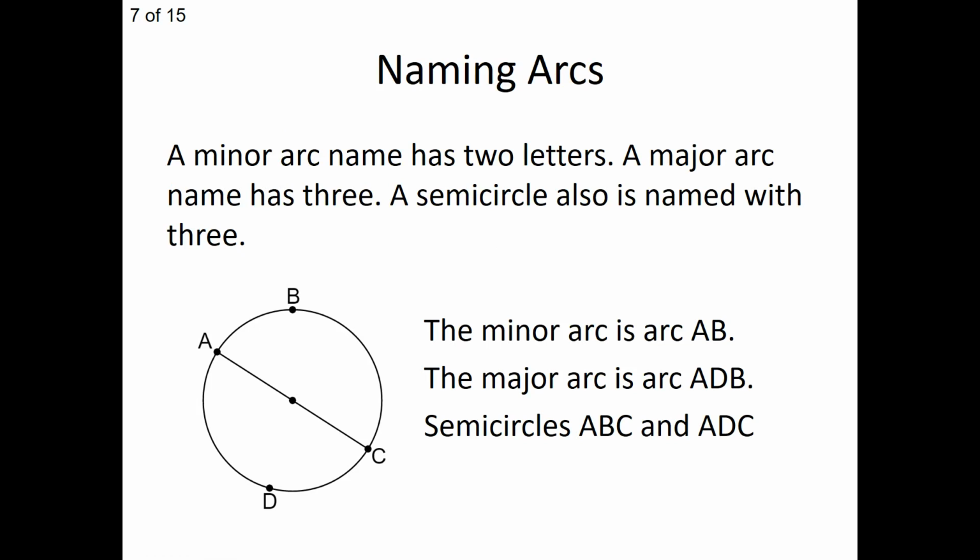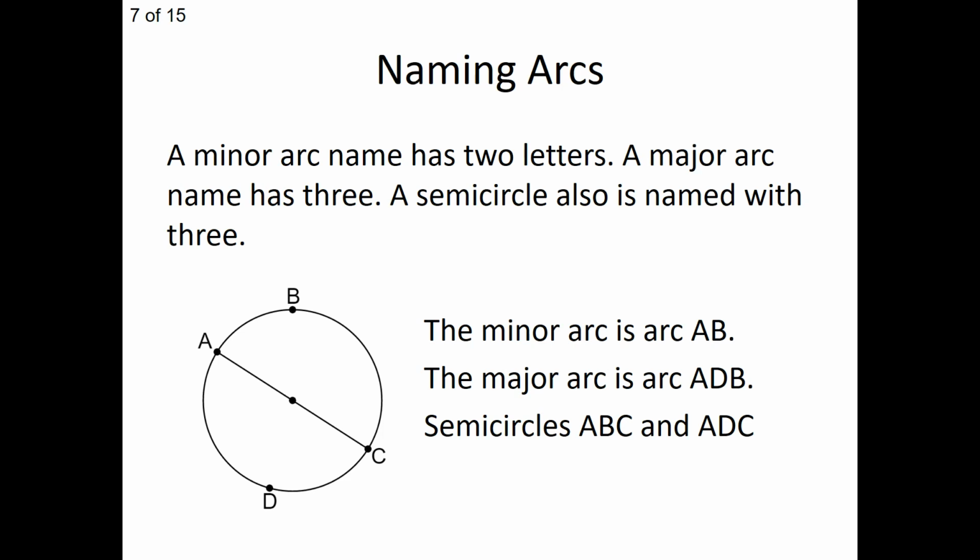Now, how do we name arcs? It's very simple. A minor arc gets 2 letters to name it. Because the arc is less than half of the circle, it's very simple just to use 2 letters, which gives the direction in which that arc is going. So down below in our diagram, we have the arc AB. That's a minor arc. If I only use 2 letters, it means I'm going in the direction of the shortest path I could take from those 2 points chosen.